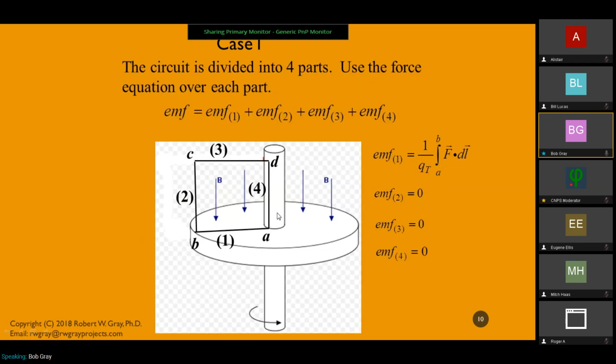So here you'd use the total EMF around a circuit. A closed circuit is just the sum of each individual segment of that circuit. In this case, I've divided it into 4 segments. And the EMF in segments 2, 3, 4 are 0, whereas in segment 1, it's just that line integral from A to B of the force along that line per unit charge.